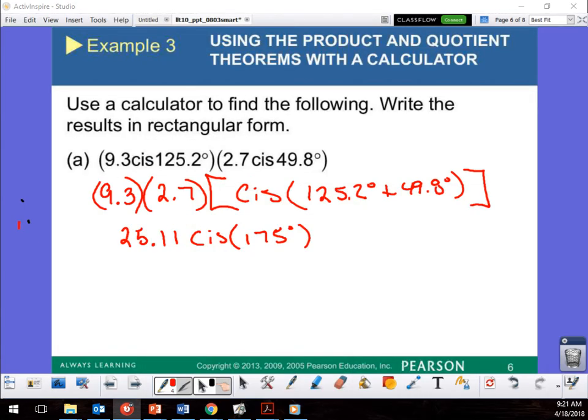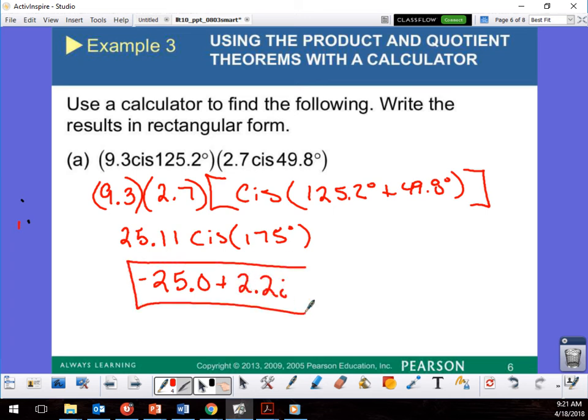So from the calculator, it was negative 25.0 plus 2.2i. I know there's a way to actually do the abbreviation. I couldn't remember. But otherwise, if you can't do that, then you just put in cosine i sine. That's basically it. The number one thing is making sure that your calculator is in rectangular mode for it to work.